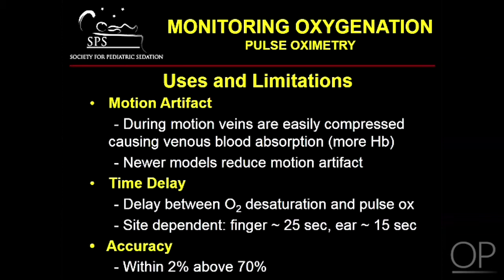Additionally, a 15 to 25 second time delay between central desaturation and its peripheral measurement by pulse oximetry also exists. This can, if not recognized, mislead sedation providers. Finally, below a saturation of 70%, the accuracy of measurement becomes subject to significant fluctuation.